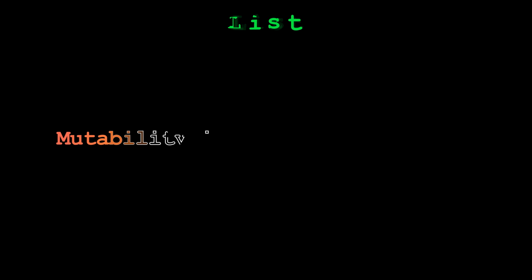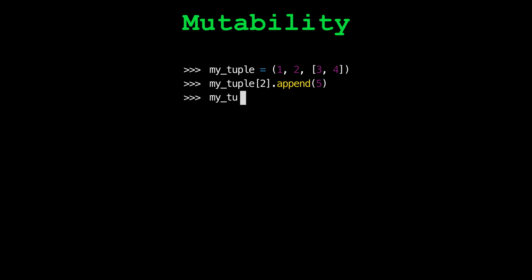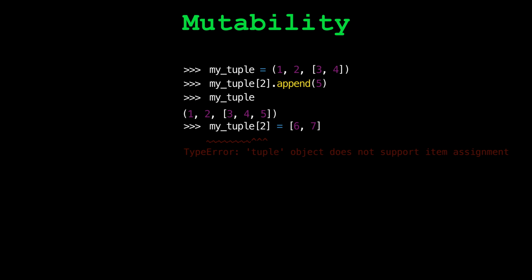A common source of confusion is that the mutability or immutability of an object is a shallow property, meaning it only applies to the collection itself, not to the objects it contains. That's why you can have a list that contains immutable objects like we just saw, or a tuple that contains mutable objects like a list. If you have a tuple that contains a list, you can modify the list inside the tuple, since a list itself is mutable. But you can't change the tuple itself to refer to a different list or any other object.